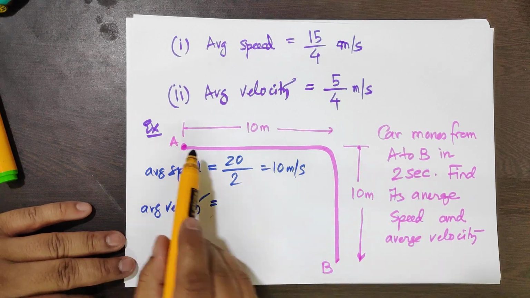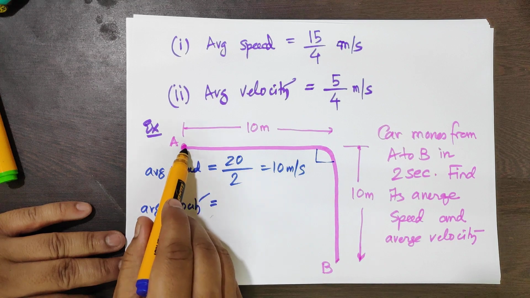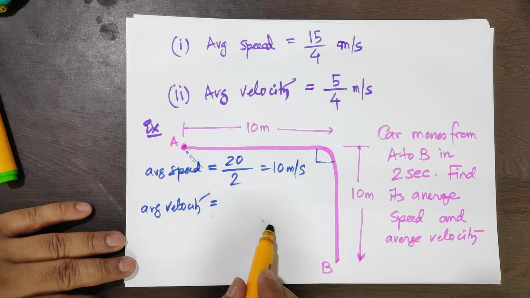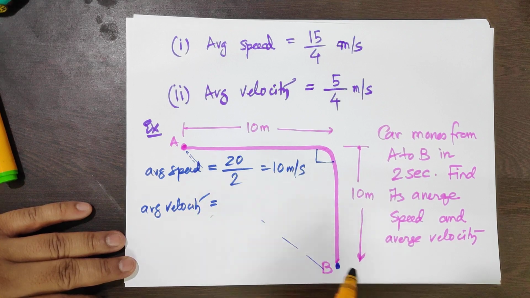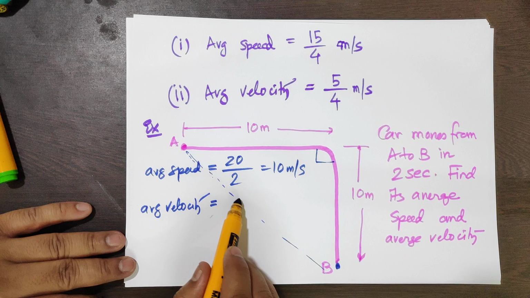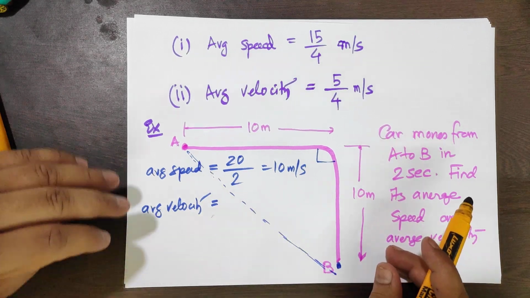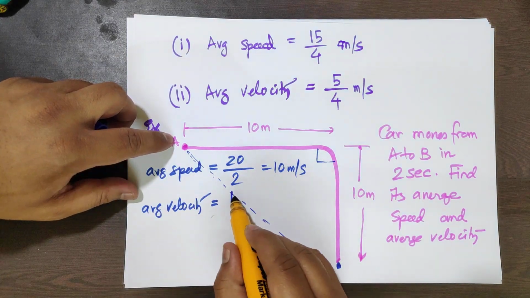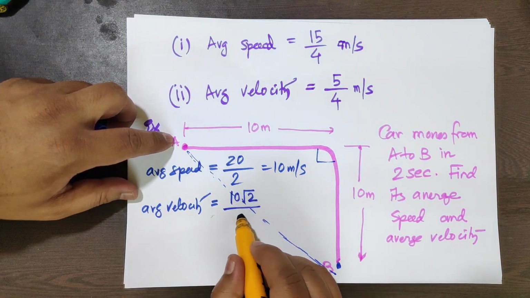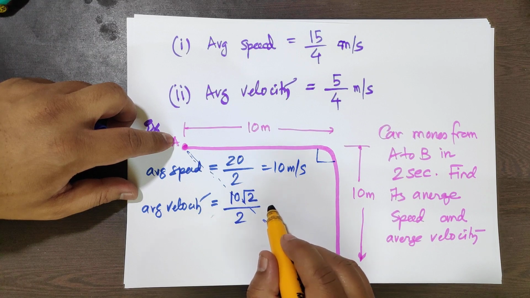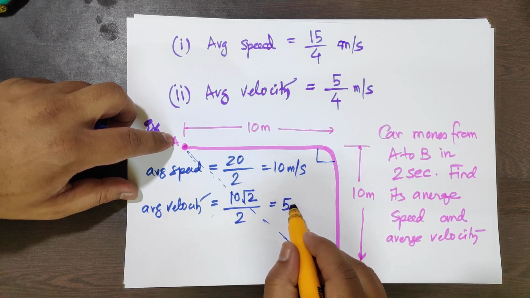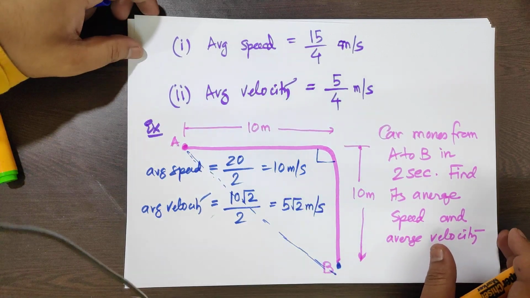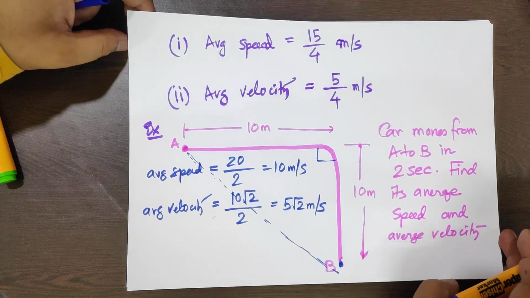and average velocity is equal to, right, what is the displacement? See, this is a right angle, 90 degrees, so displacement is the line joining A to B. How much is it? It becomes a right angle triangle, 10, 10, and this is the hypotenuse, 10 root 2. So 10 root 2 by 2, that's 5 root 2 meter per second. Okay.